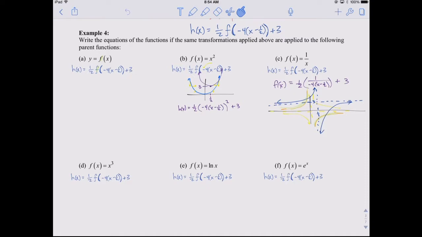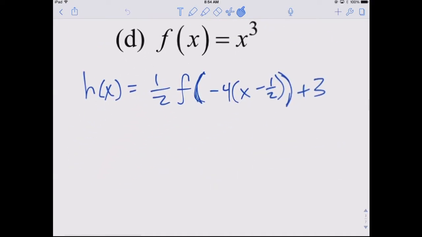So we're going through these different parent functions, and we're applying the exact same transformations to them. And we are on x cubed, the cubic function. So we copied and pasted all this yesterday. Let's go ahead and write the equation first that's specific for this function.